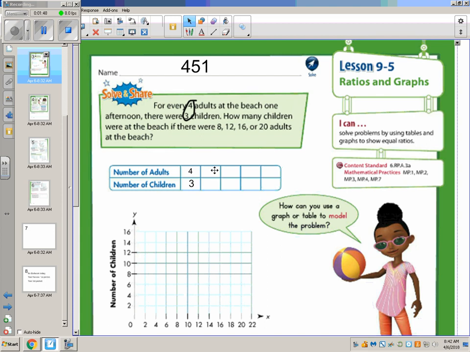Okay. So then they want to know if there were 8 adults at the beach, how many children would there be? If there were 12, if there were 16, if there were 20. So I'm going to fill in the rest of this chart with those numbers. So 8, 12, 16, and 20.